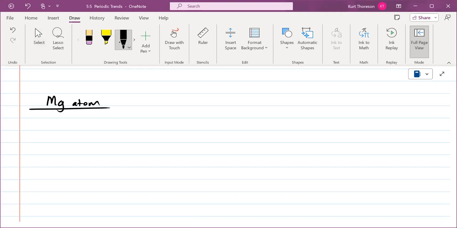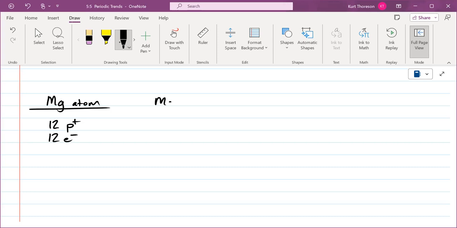Magnesium. You were looking at something else. It's 12. So how many protons does it have? And in order for it to be neutral, it is an atom. Atom means neutral. How many electrons does it have? Right.